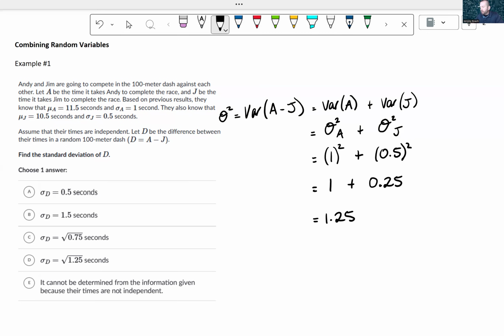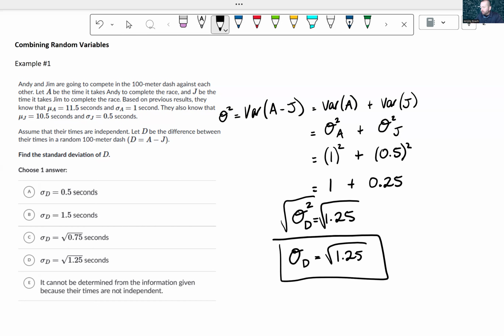Okay, now this is, again, for the variance of A minus J. So I'm just going to write the variance of D, because we're defining D as A minus J. So the variance of D is 1.25. We're going to square root both sides to get the standard deviation of D. And that's just the square root of 1.25. If we had to simplify this, we could just type it in our calculator. But it looks like that's our final answer on the multiple choice there.